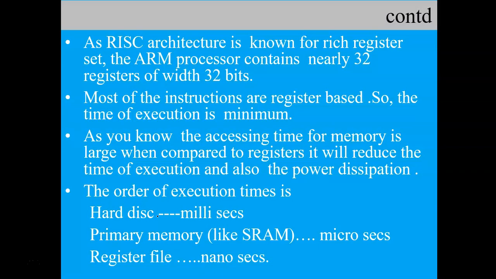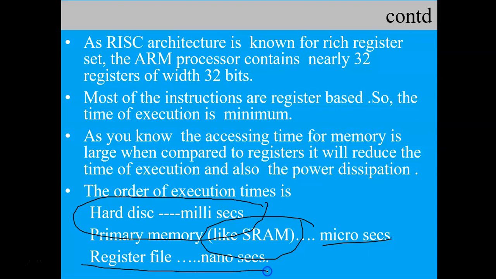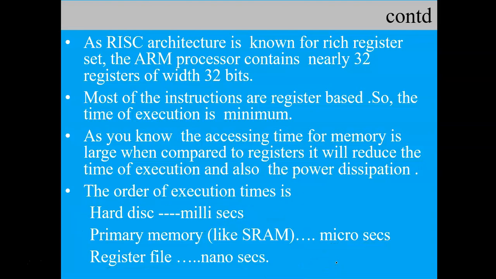Now, as I have earlier told, most of the instructions of the ARM are register based. Therefore, the time of execution is minimum. Here I have given that when you want to access the hard disk, you take nearly milliseconds order of time, and primary memories like SRAM take microseconds. Of course, you call the hard disk a secondary memory. The registers and register files, a set of registers forming a register file, take nanoseconds of time. Very important. Nanoseconds means the time is reduced very much. So these are all architectural features of ARM which make them highly efficient with low power dissipation.